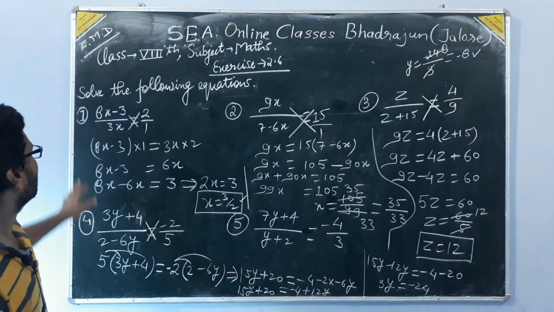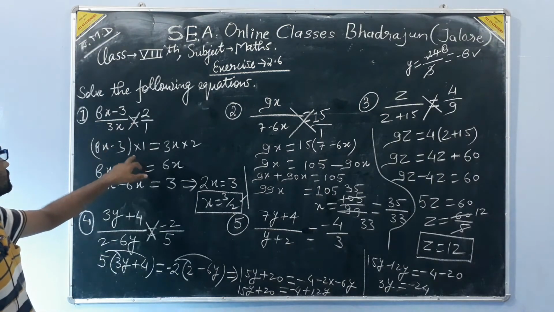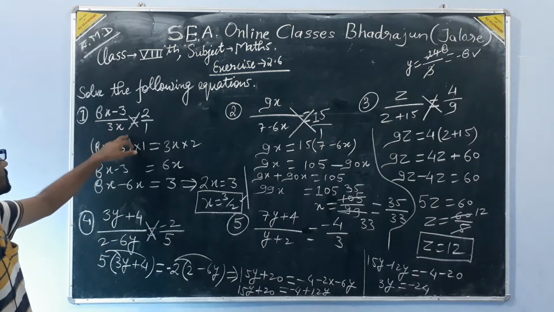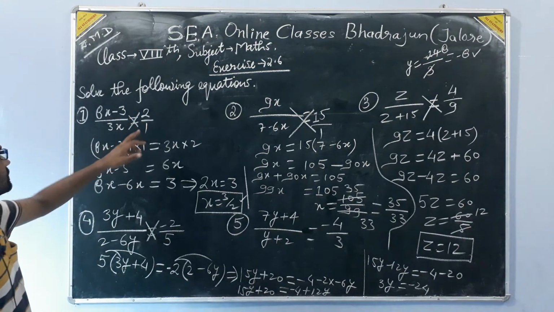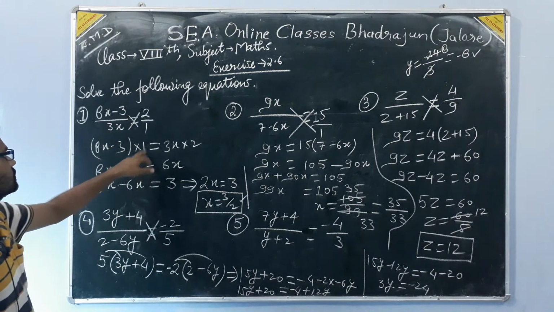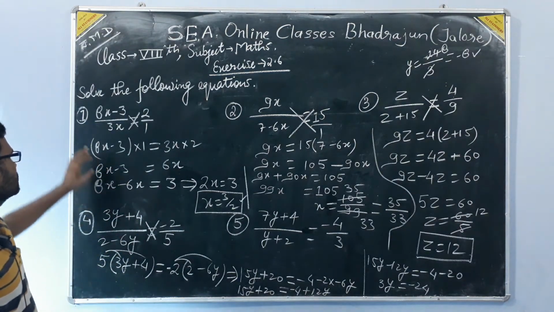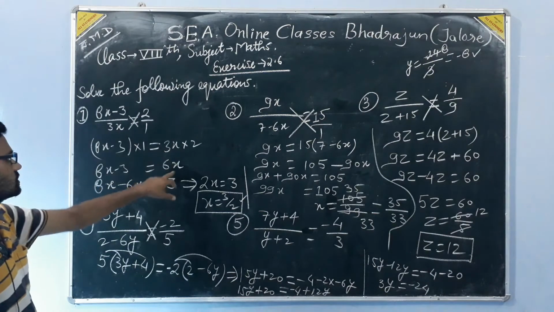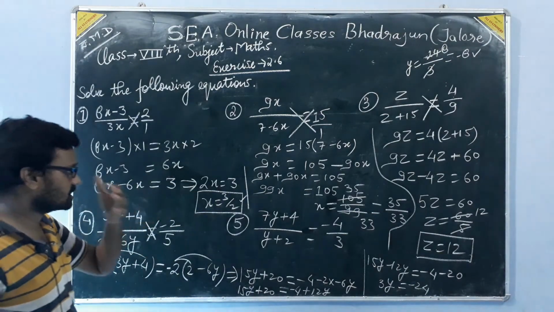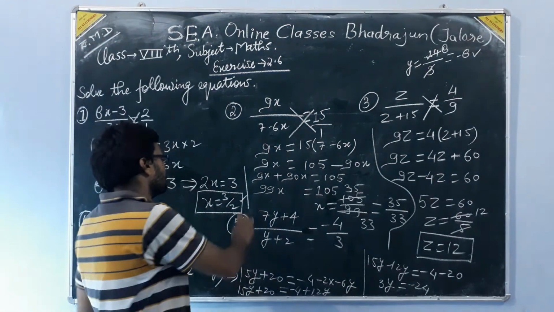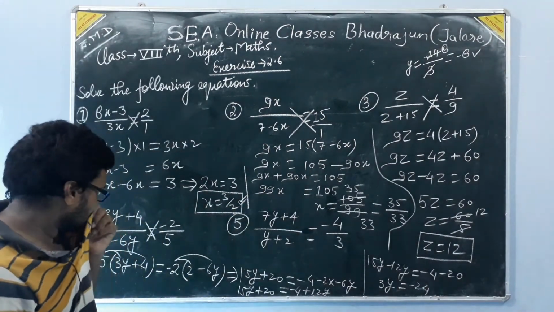Okay. Our first question was (8x minus 3) upon 3x equals 2 upon 1. When we cross multiply, then what we will get is (8x minus 3) into 1 equals 2 into 3x. This is equals to 8x minus 3 equals 6x. Now 8x minus 6x equals 3, hence 2x equals 3, x equals 3 upon 2. Value of our x is 3 upon 2.